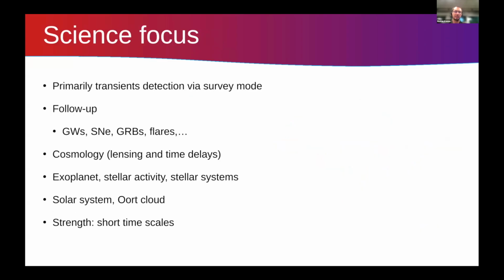Yes, so science, it is primarily a transients finding machine. Most of the science is finding transients in survey mode, but also we do follow-up. We do gravitational waves and GRBs and supernovae and so on. But also you can do cosmology for lensing, time delays. You can look for asteroids, comets. You can study stellar activity, anything that varies on short time scales will benefit from this survey.